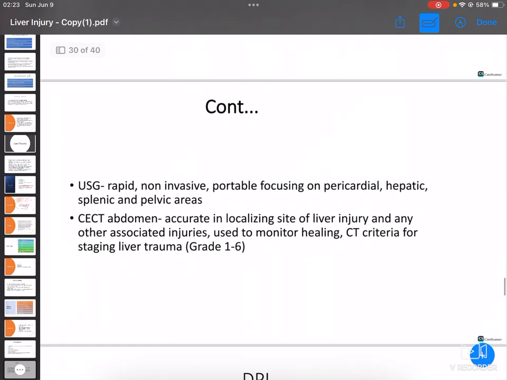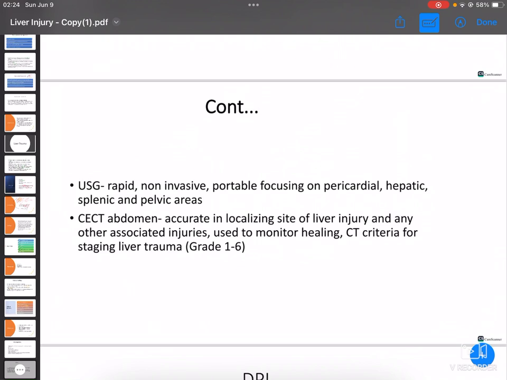Ultrasonography is rapid, non-invasive, portable, focusing on pericardial, hepatic, ischemic or pelvic areas. CT abdomen is accurate in localizing the site of liver injury and any other associated injury.